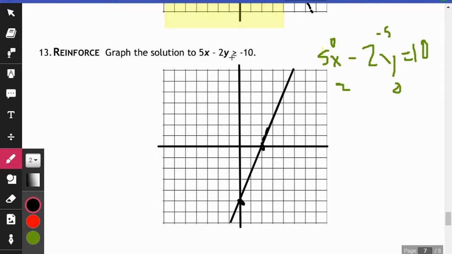It says greater than or equal to, so I can make the line solid like this. That means it's allowed to be on the line. Things on the line will make them be equal, which is this line right here. But now I need to figure out which side of the line to fill in. So I'll use the point 0, 0.